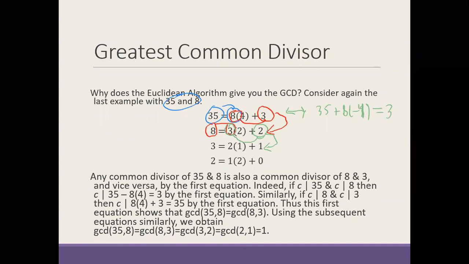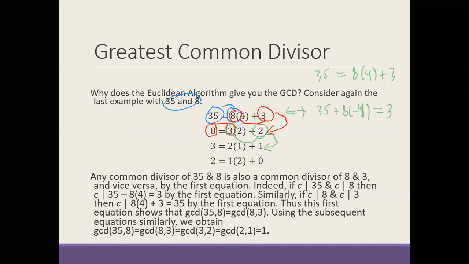And on the flip side, any divisor of 8 and 3, so 35 is equal to 8 times 4 plus 3, any common divisor of 8 and 3 is a divisor of 8 times 4 plus 3, and therefore is a divisor of 35. So that means that the set of common divisors for 35 and 8 is the same as the set of common divisors for 8 and 3, and therefore the greatest among those divisors would be the same. So that first equation basically tells us that we can swap out 35 and 8 for 8 and 3, as far as finding greatest common divisors is concerned.